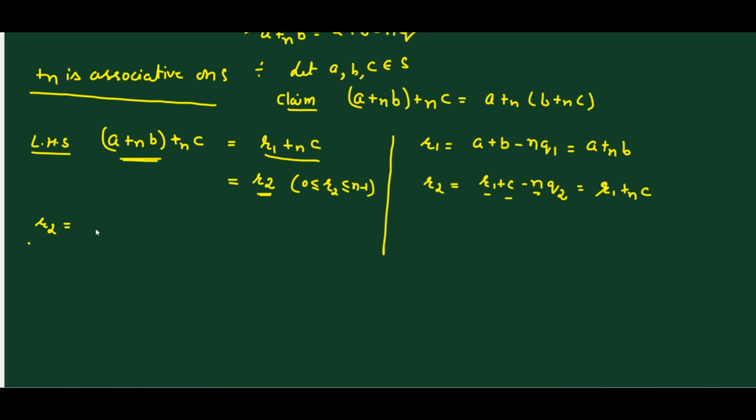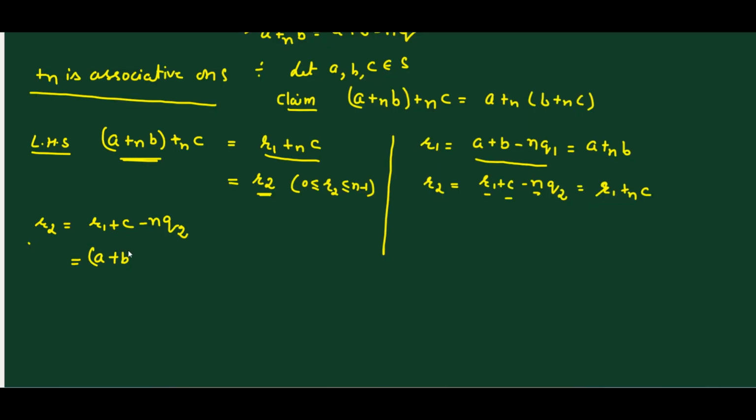so rewrite the steps again. R2 is equal to R1 plus C minus N q2. And what is R1? R1 is A plus B minus N q1. So replace the value of R1 here: A plus B minus N q1. This is the value of R1 plus C minus N q2.